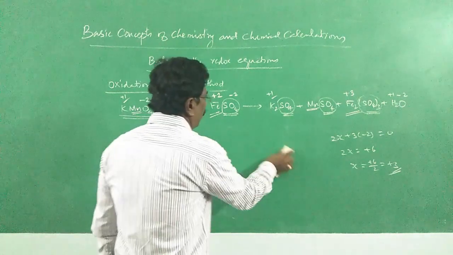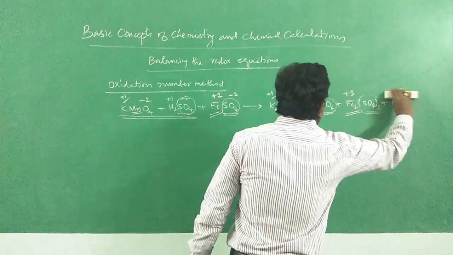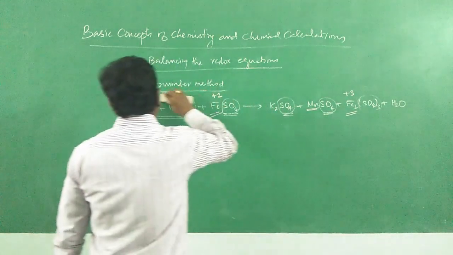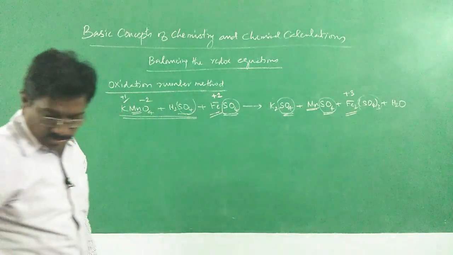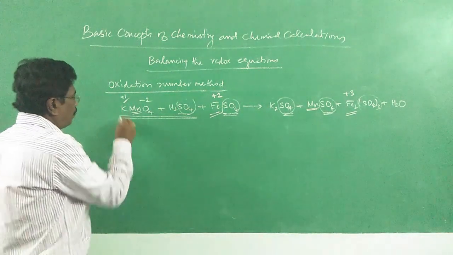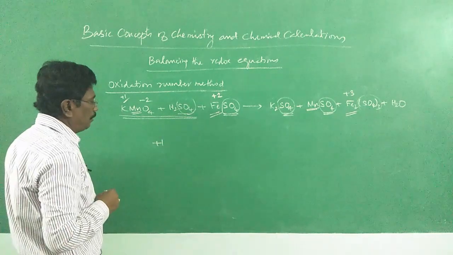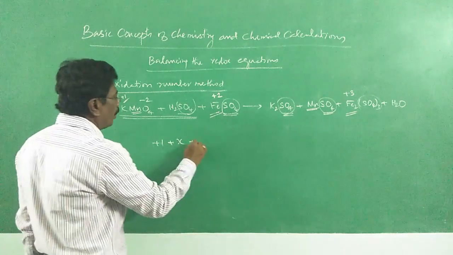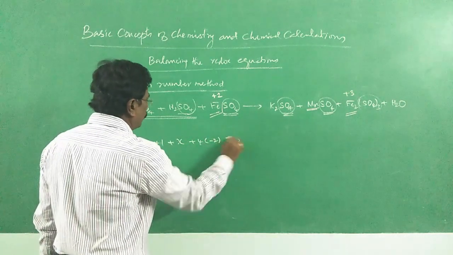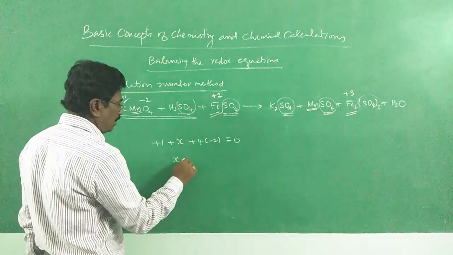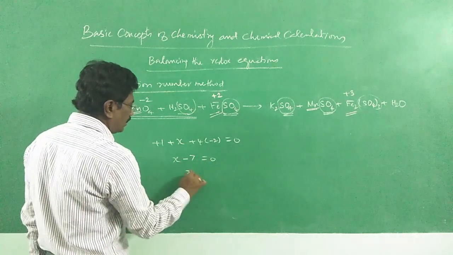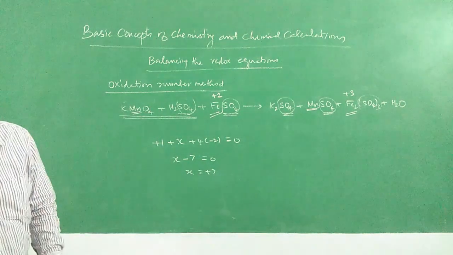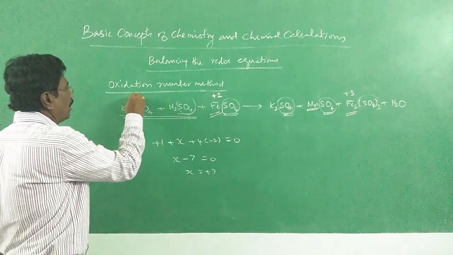Now, what about manganese? We need not bother about other elements. What about manganese? For potassium, oxidation number +1, alkali metal. For manganese, let it be X. For oxygen, 4 into -2 is equal to -8. So X - 7 is equal to 0, X is equal to +7. Oxidation state of manganese is +7.